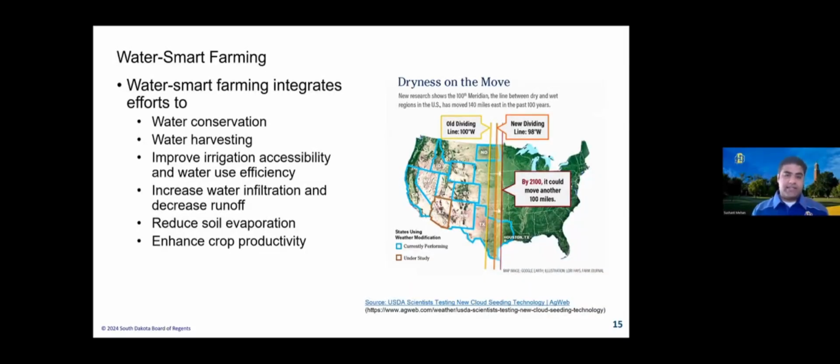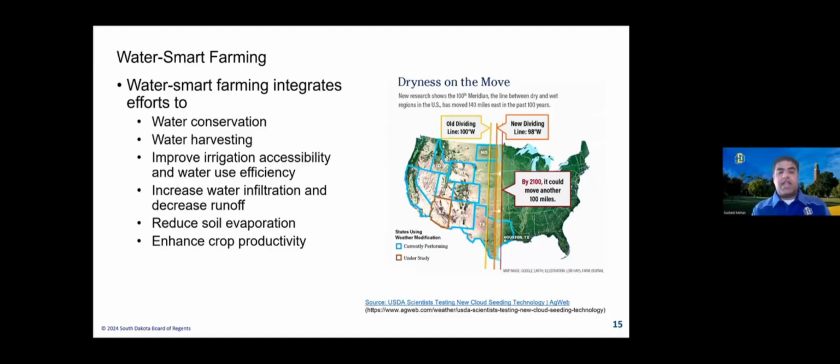To combat these challenges, the possible solution that my lab could think of is water smart farming that integrates a series of critical efforts. Number one is water conservation and water harvesting techniques that could be essential to manage the limited water resources efficiently. Improving irrigation accessibility and improving water use efficiency, we can make every drop count, especially in the areas facing drought or having reduced precipitation.